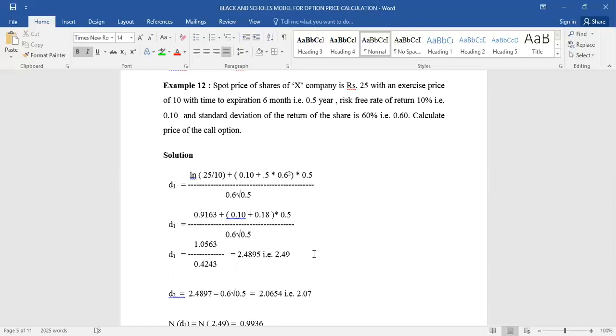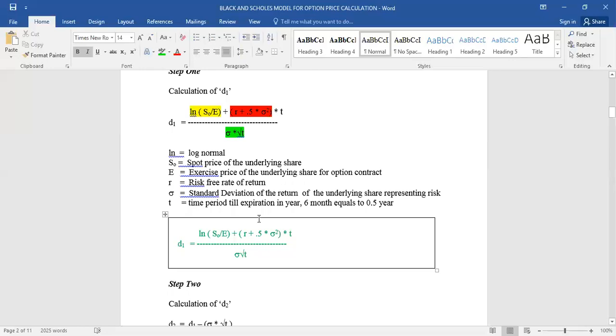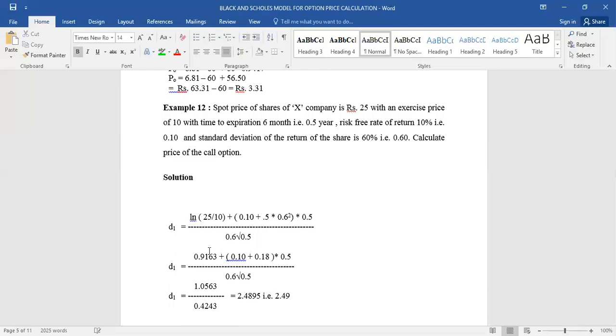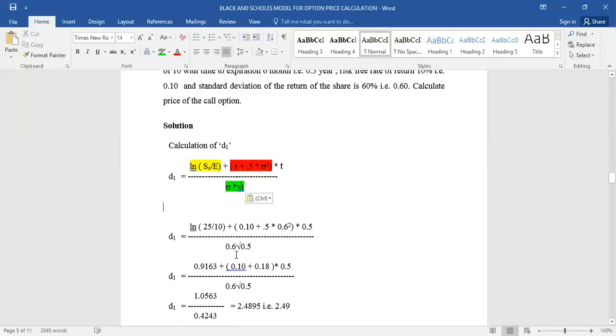Now if I put the formula side by side for your convenience, let me pick the formula from the previous tab. First, we will take D1. So D1 is simply the calculation of D1. That is D1. We have the formula. For your convenience, I have brought the formula here. You can see this is the formula for D1. So by plugging in the values, we get it.